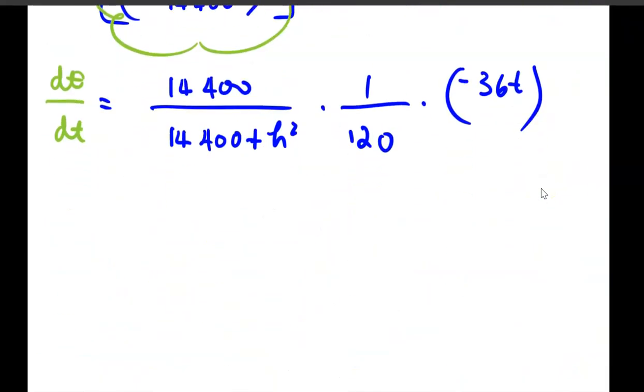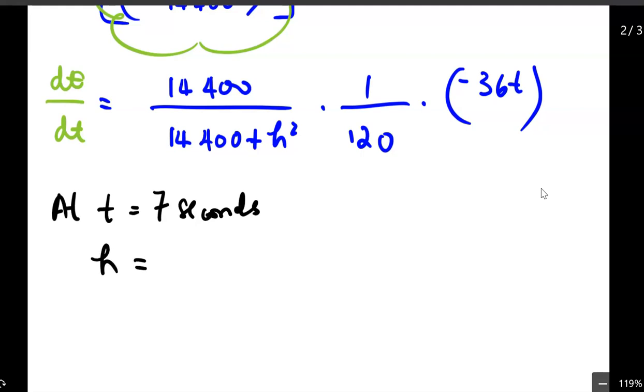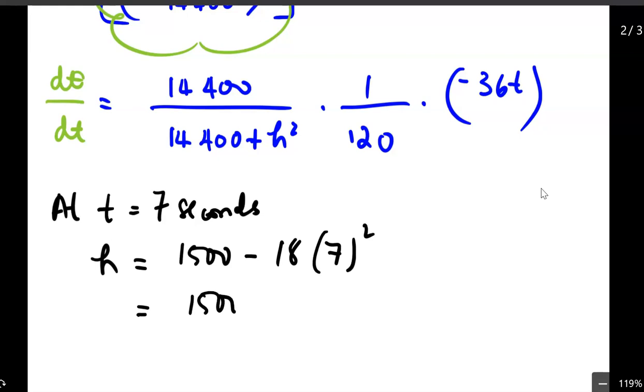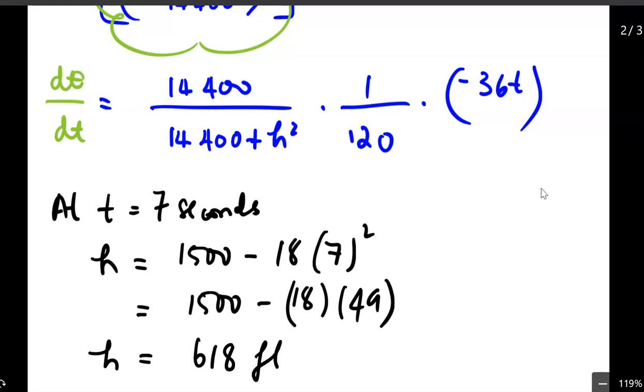So at t equal to 7 seconds, h is equal to 1500 minus 18 times 7 squared. So I should have it as 1500 subtract 18 times 49. And then I'm going to give everyone the value right here, which is 618 feet.